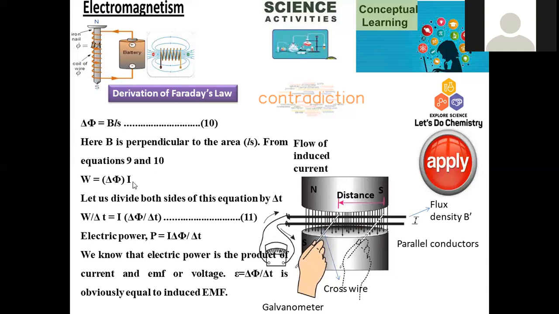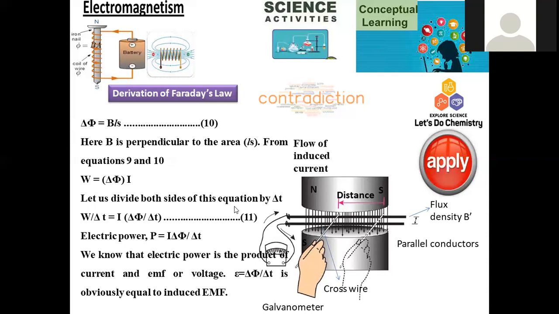From equations 9 and 10, W is equal to I delta phi. W is nothing but the external work we operate on the system in order to make the electrical current flow. So the change in phi multiplied by I gives the work operated on this complete system, the complete circuit. I denotes the strength of the current.